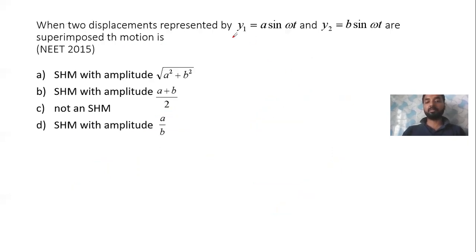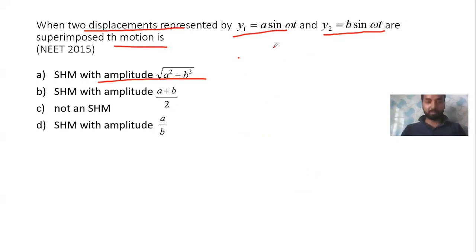In this one, two functions are given, y1 and y2. You have to square and add these and tell what will be the value of the displacement, that is, what the amplitude will be. That you have to solve. And if you're not able to solve any of the questions, you can comment it down and I will tell you the solution in the next class.